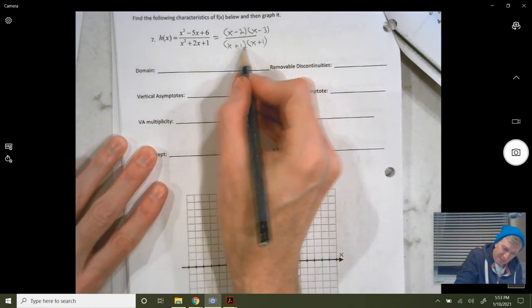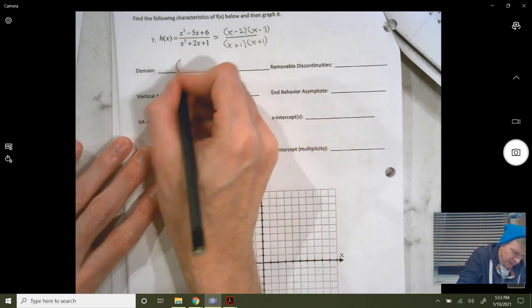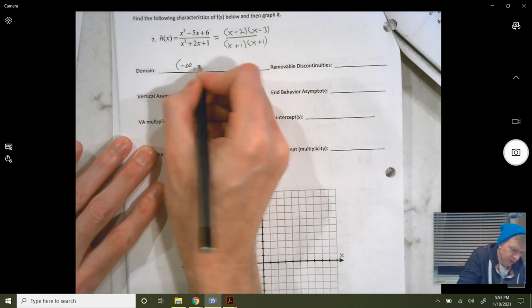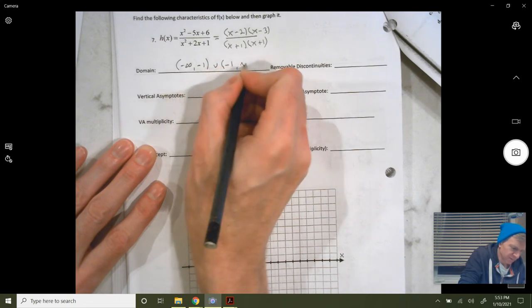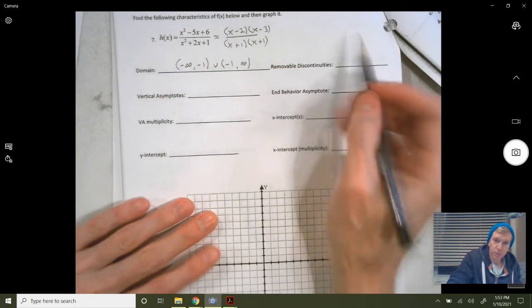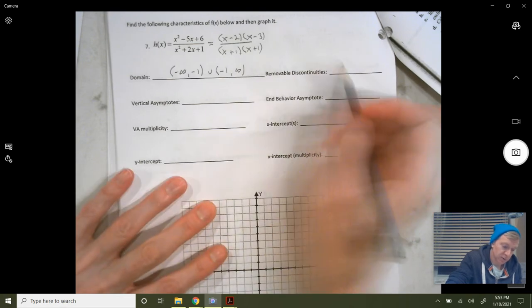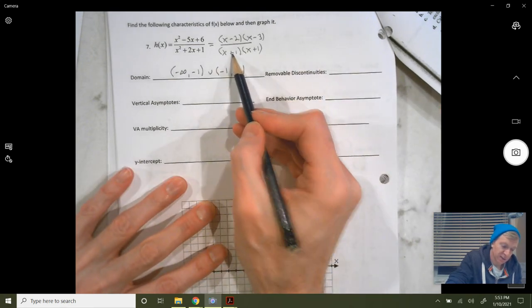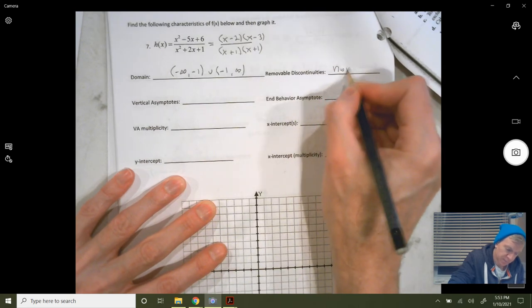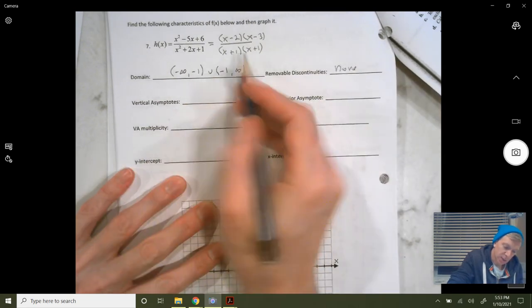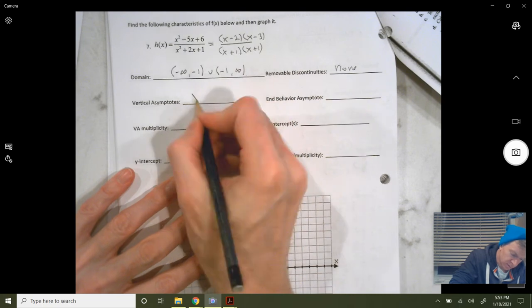Okay. Domain is everything except x equals -1. So you've got negative infinity to -1, union with -1 to infinity. Okay. Are there removable discontinuities? Remember, you're looking for something that makes your denominator 0, but that factor cancels with something in the numerator. And there are none. Vertical asymptotes, well, x equals -1.